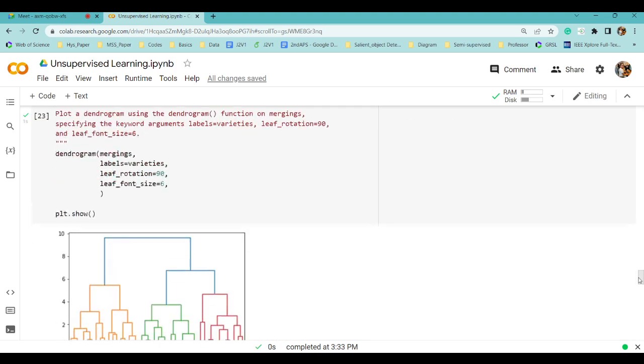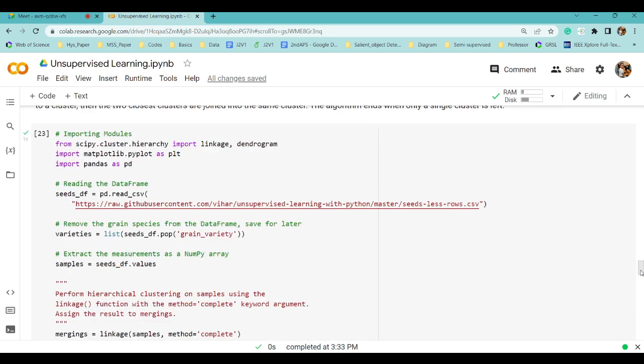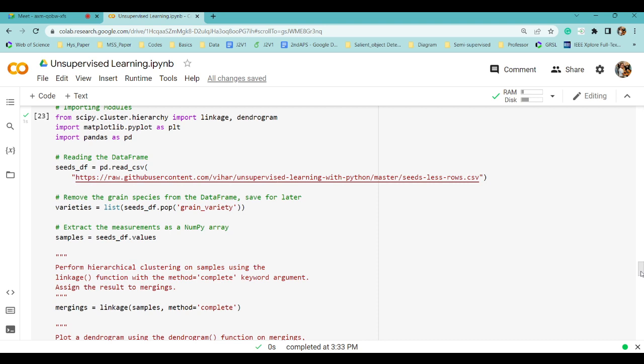Okay, so this blue line is there now. This is called a dendrogram, and this shows how it is connected from one point to another. So this is called linkage. We need to import them because they are inbuilt functions needed for hierarchical clustering.